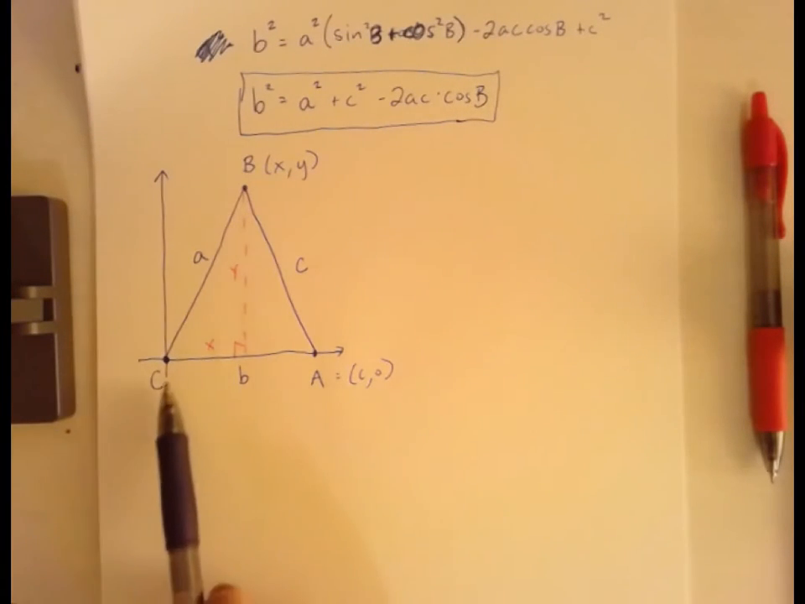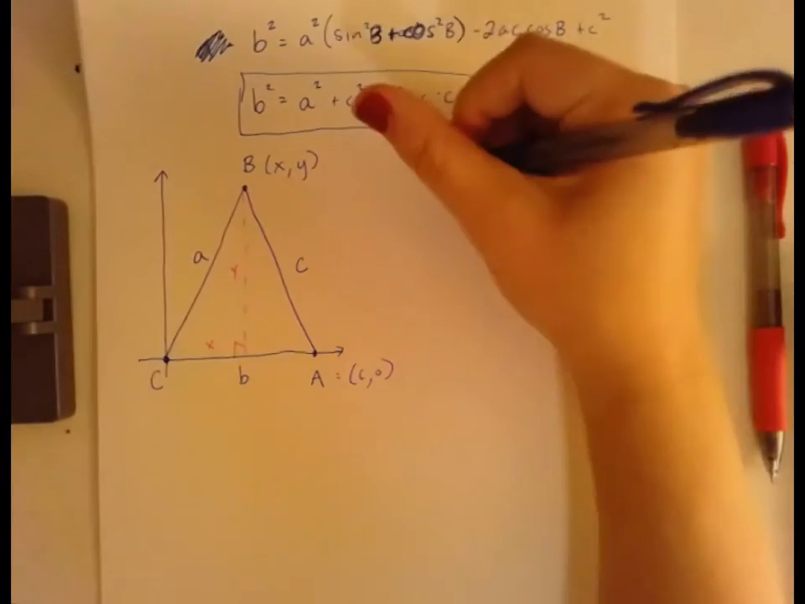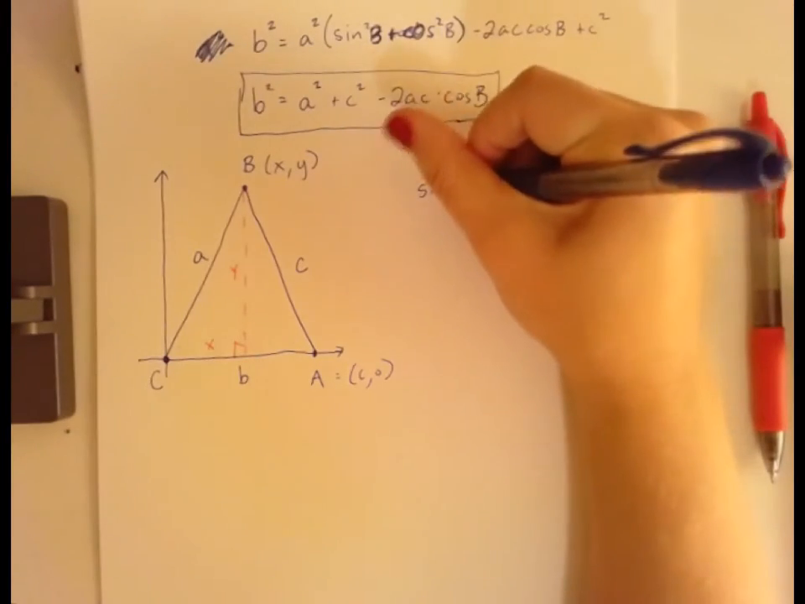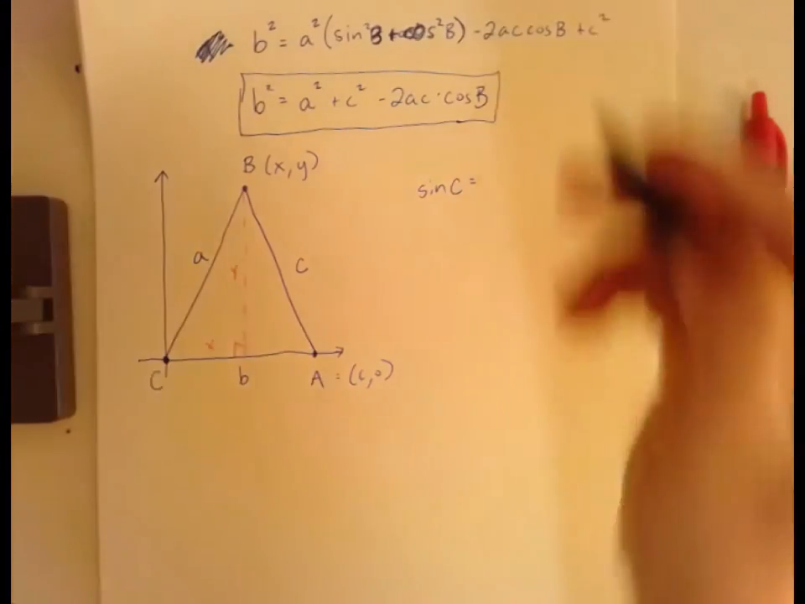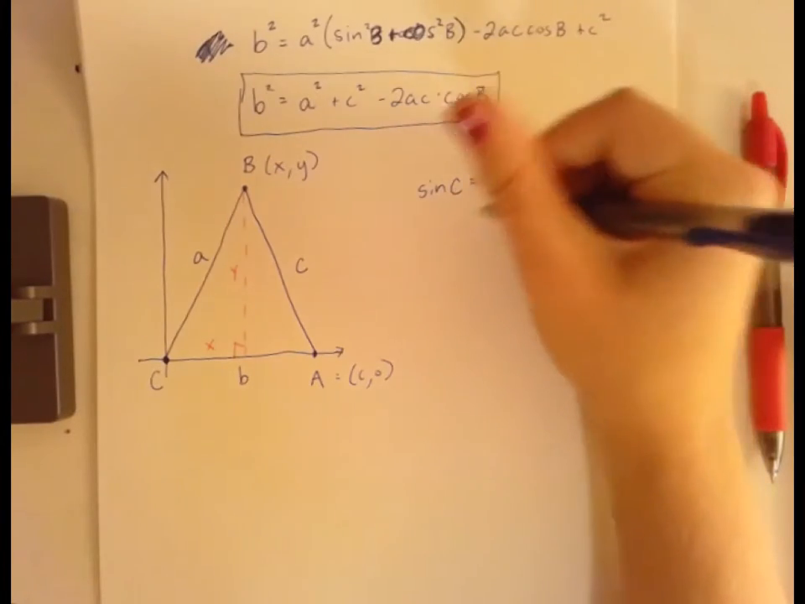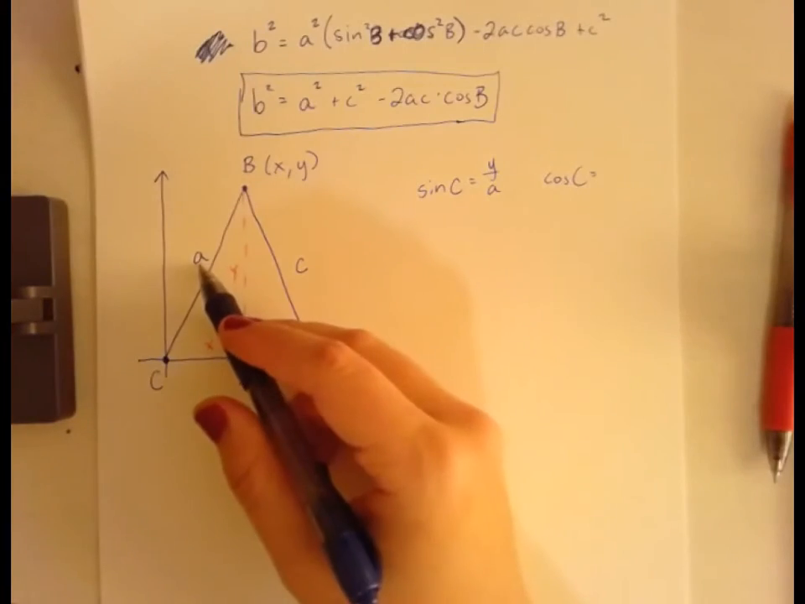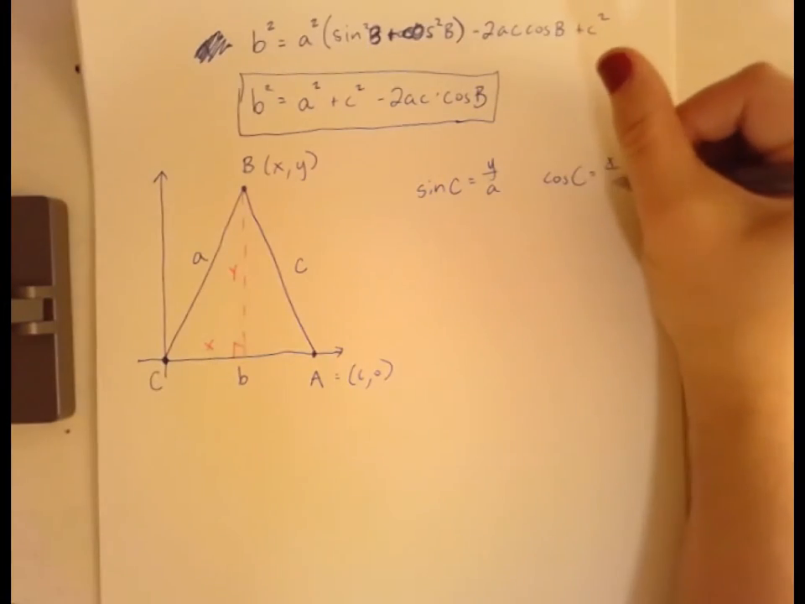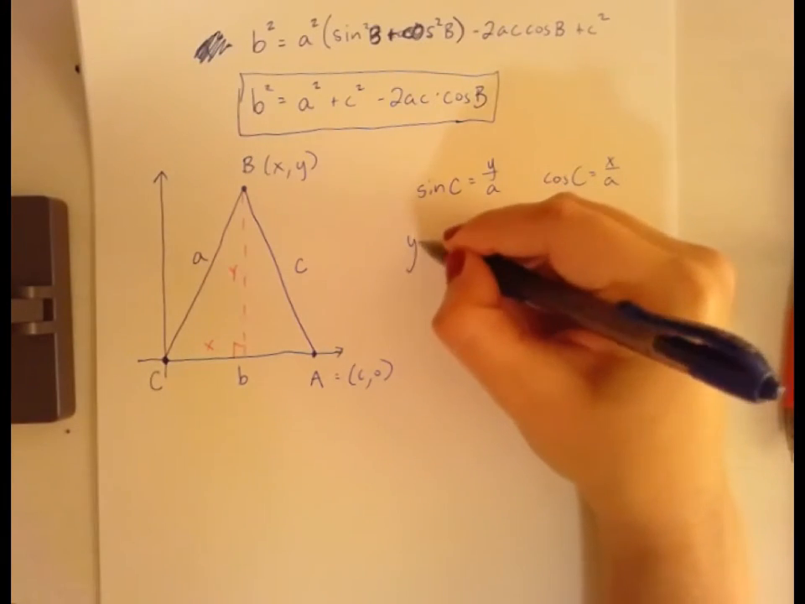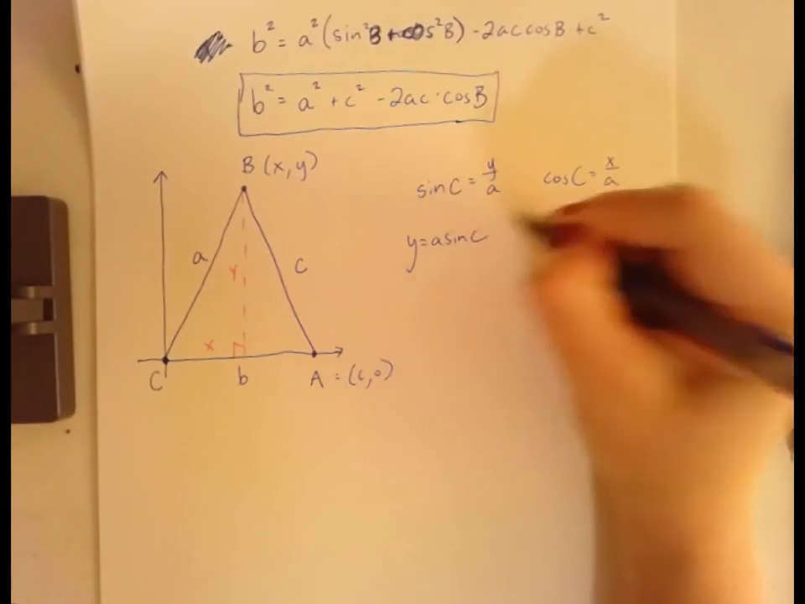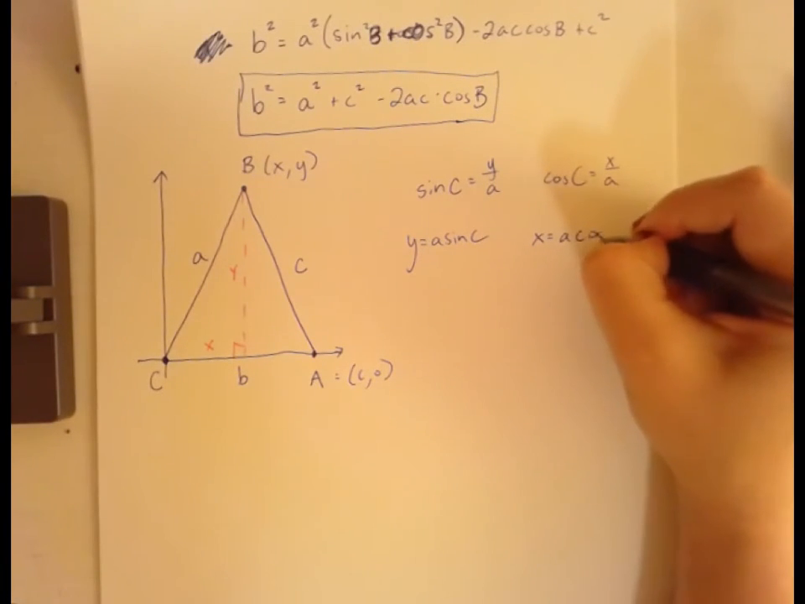And just like before, we start at this angle over here on the left and we identify the sine and the cosine of it. So sine of that C, opposite y over hypotenuse A, and cosine of that angle, adjacent x over hypotenuse A. I solve for both of those equations and I get y equals a sine C and x equals a cosine C.